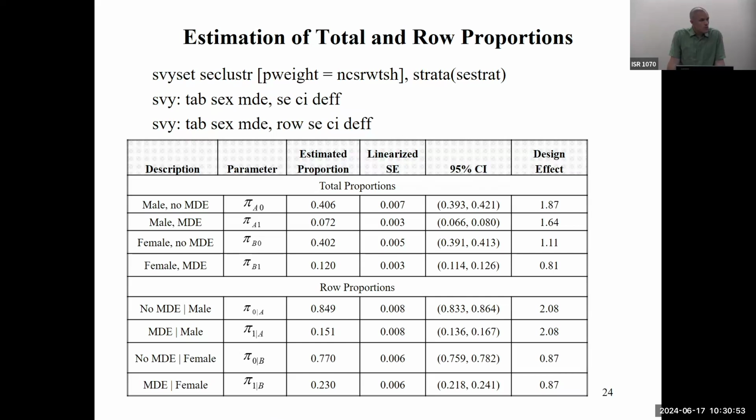How do we calculate the column proportion? Right, column proportions. Those aren't shown in this table, so I don't have the estimates, but I'll make them up, for example. If you had column proportions, you would say, of those who have a major depressive episode, 60% are females.